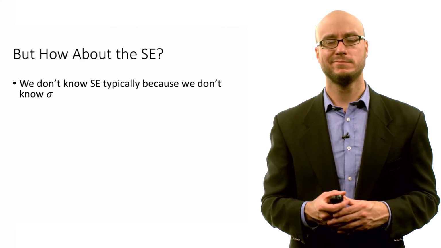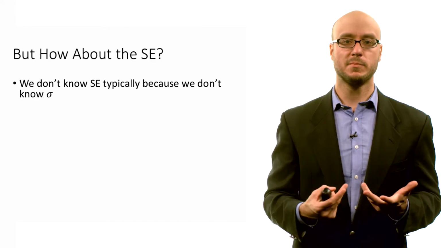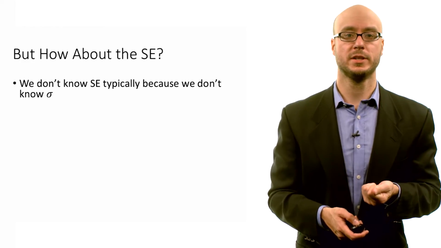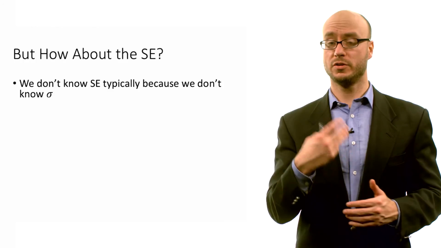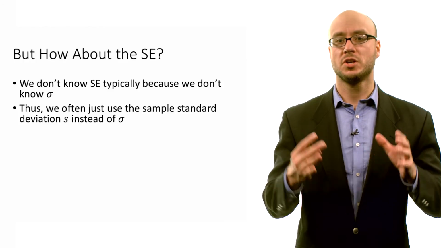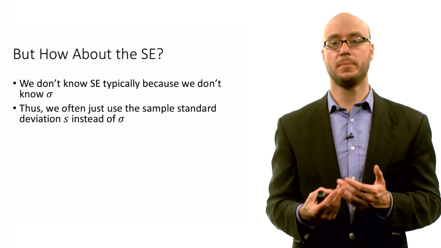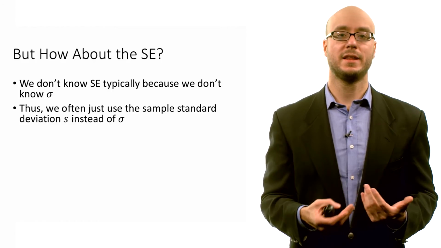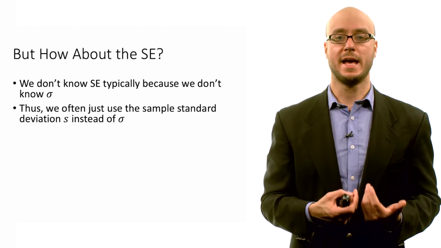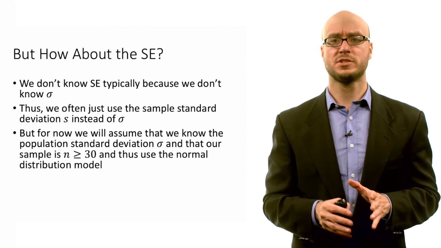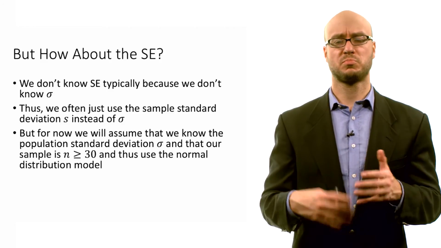So the standard error in this case is based on sigma divided by the square root of n. We typically don't know the population standard deviation. When you gather a single sample from a population, you just have the sample standard deviation. You don't know the population standard deviation. Thus, in practice, we typically use the sample standard deviation S as our best guess for the population standard deviation sigma, in the same way that we use the sample mean X bar as our single best guess for the population mean mu. For now, we're going to assume, however, that we know the population standard deviation sigma and that our sample is pretty large, 30 or greater in terms of the number of observations. And thus, we're going to use the normal distribution model.